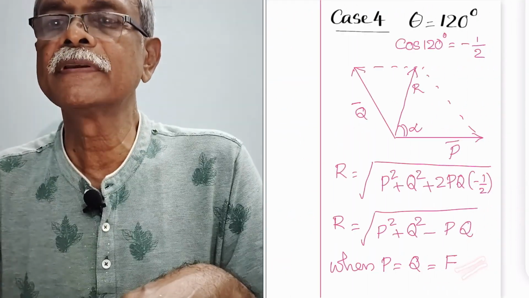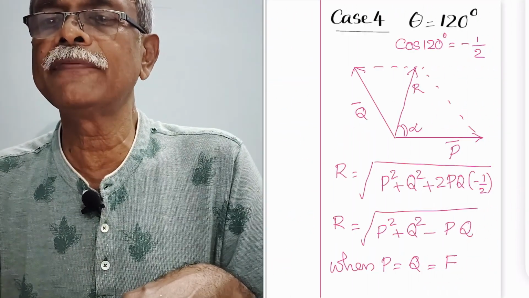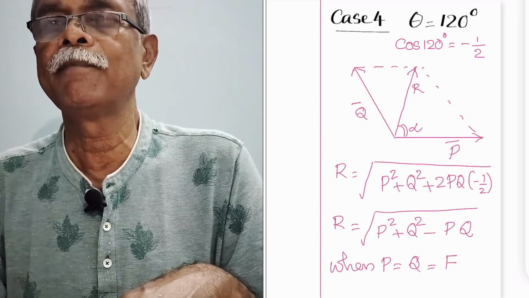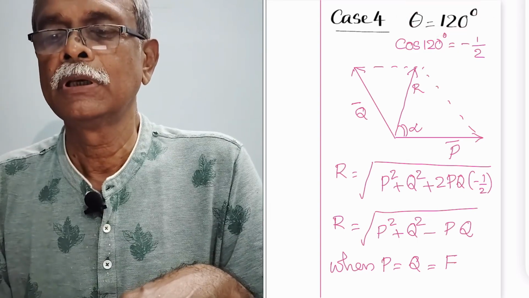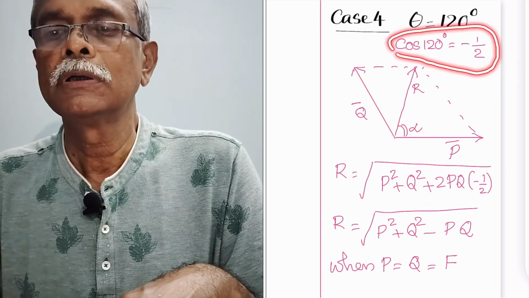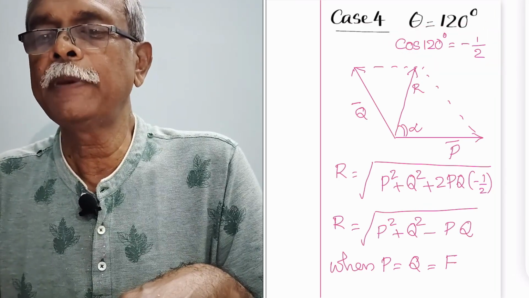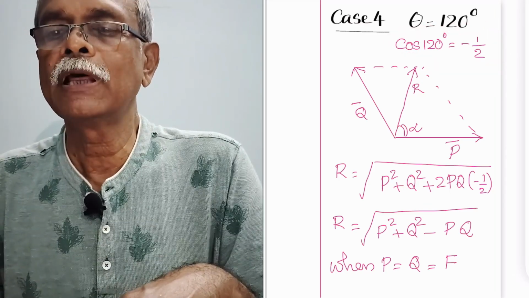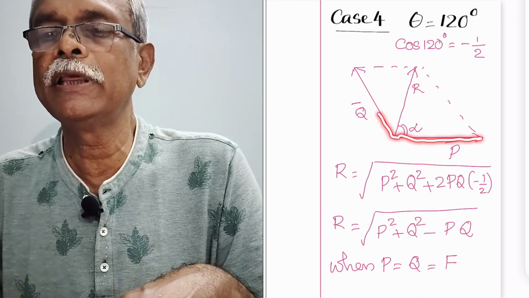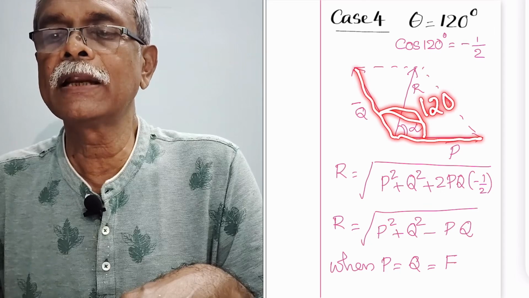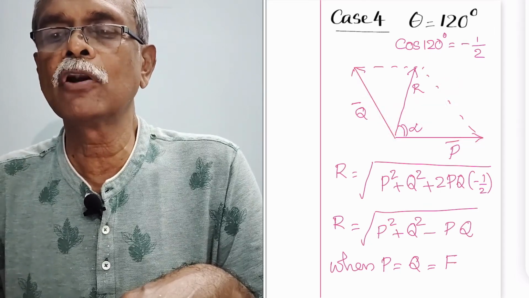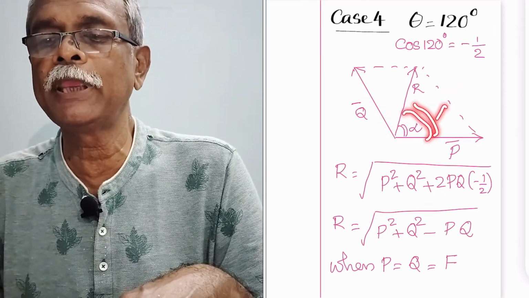The last case is case 4, that is theta is equal to 120 degree. Cos 120 is minus half. Therefore, P, this is Q. They are inclined at an angle 120 degree. This is 120 degree. And this angle is alpha. That is the angle of the resultant with respect to P.